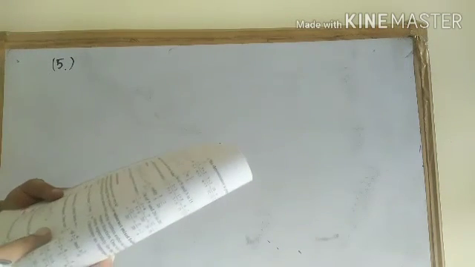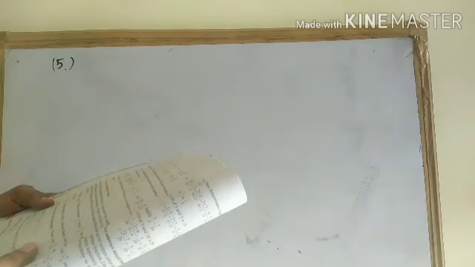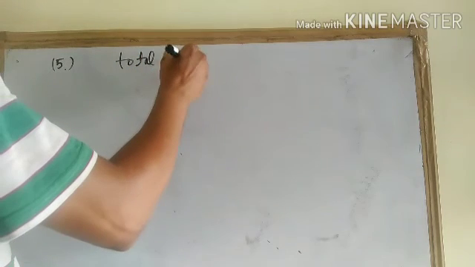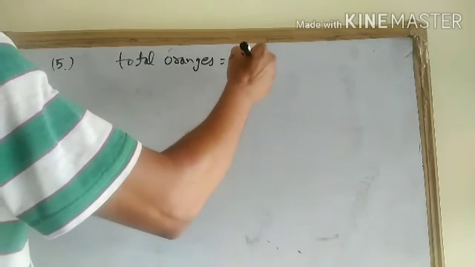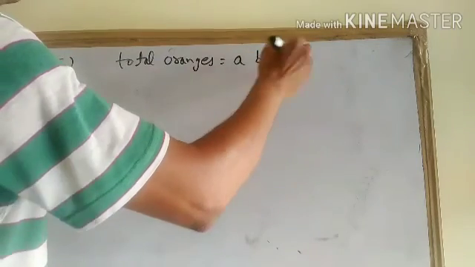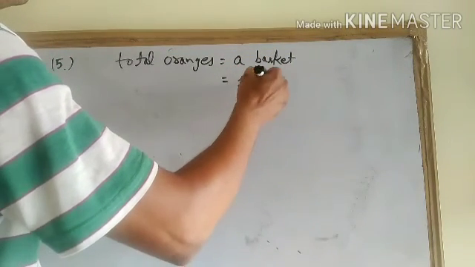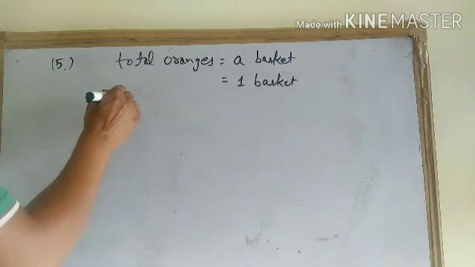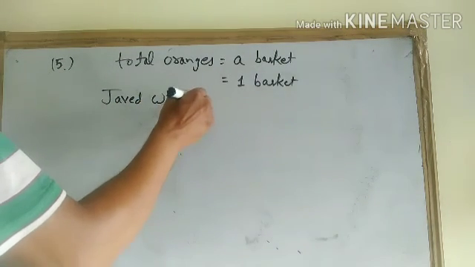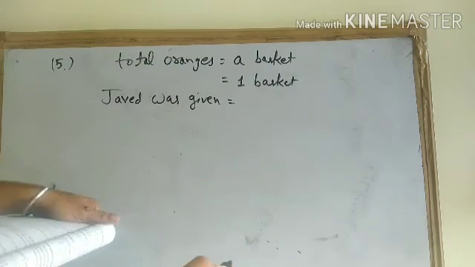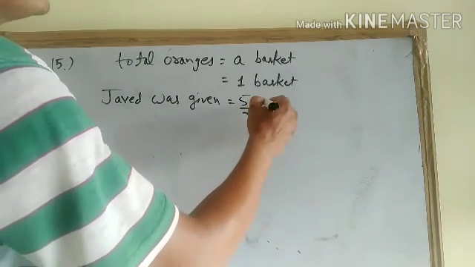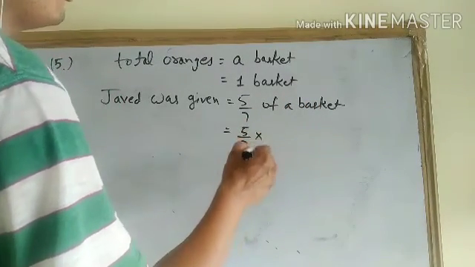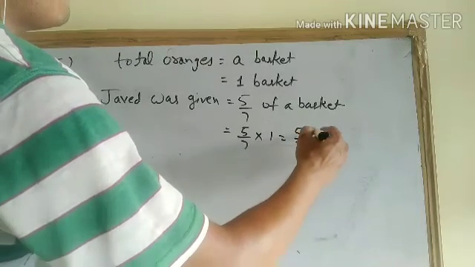Problem number 5, students. Javed was given 5/7 of a basket of oranges. A basket of oranges means the total oranges, a basket. Now what is the meaning of a? The meaning of a is one basket. And in this one basket, how much did Javed get? Javed was given 5/7 of a basket. It means he gets 5/7 into 1, which is equal to 5/7 part.